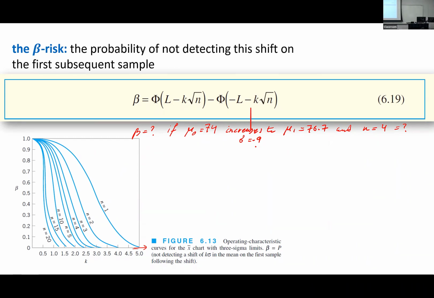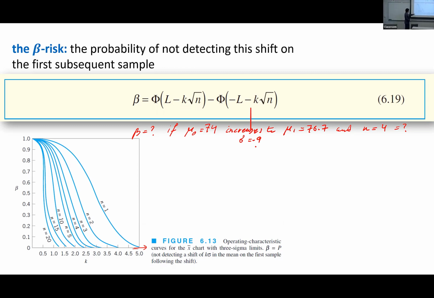So what do you do to answer this question? I need to find beta. What do I need? I need to know which one of these lines I need to look at. It says n is 4, so just this line. Forget about the rest. Right? N is 4.